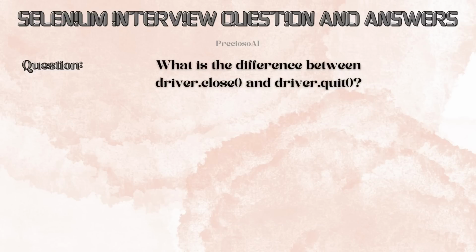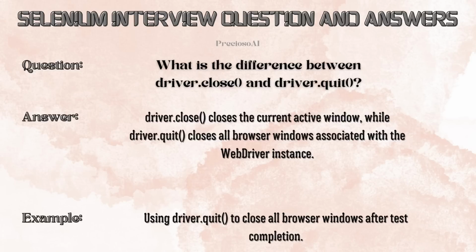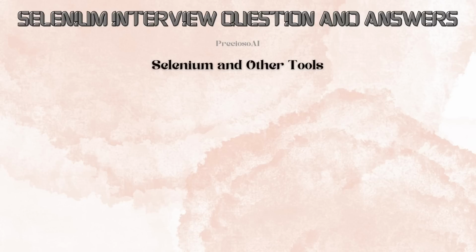Next question: what is the difference between driver close and driver quit? And the answer is: driver close closes the current active window, while driver quit closes all browser windows associated with the WebDriver instance. For example, using driver quit to close all browser windows after test completion. Let's see the interview questions on Selenium and other tools.